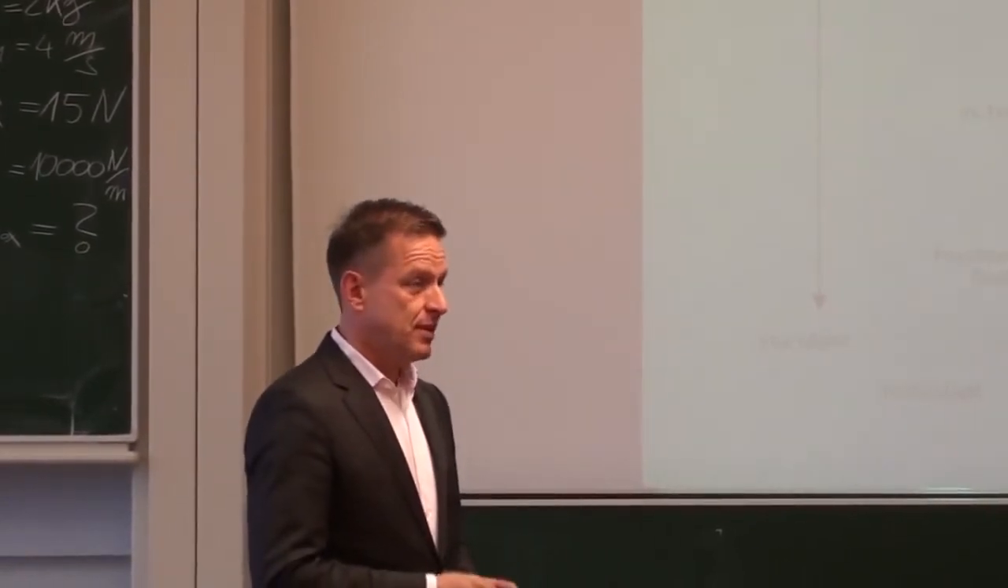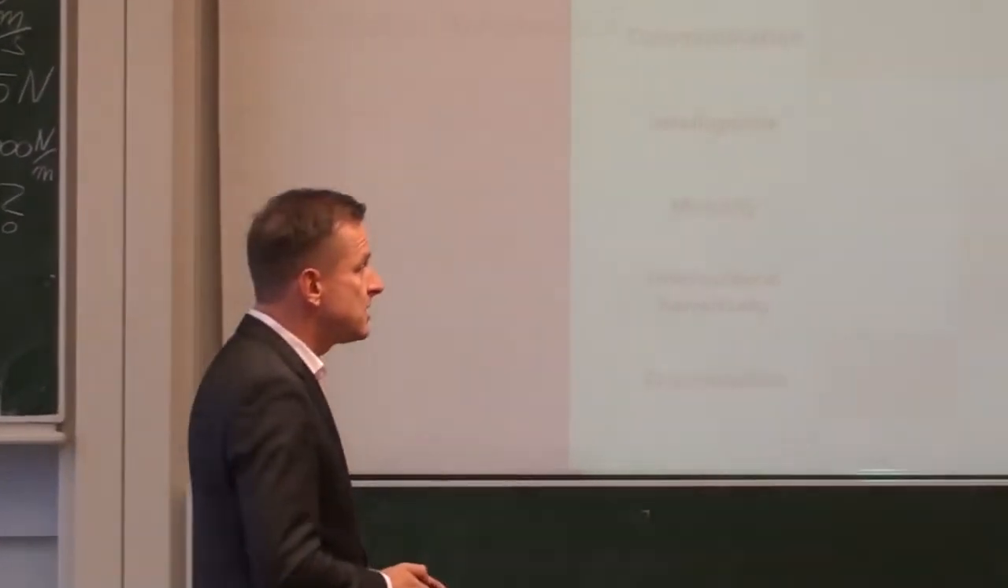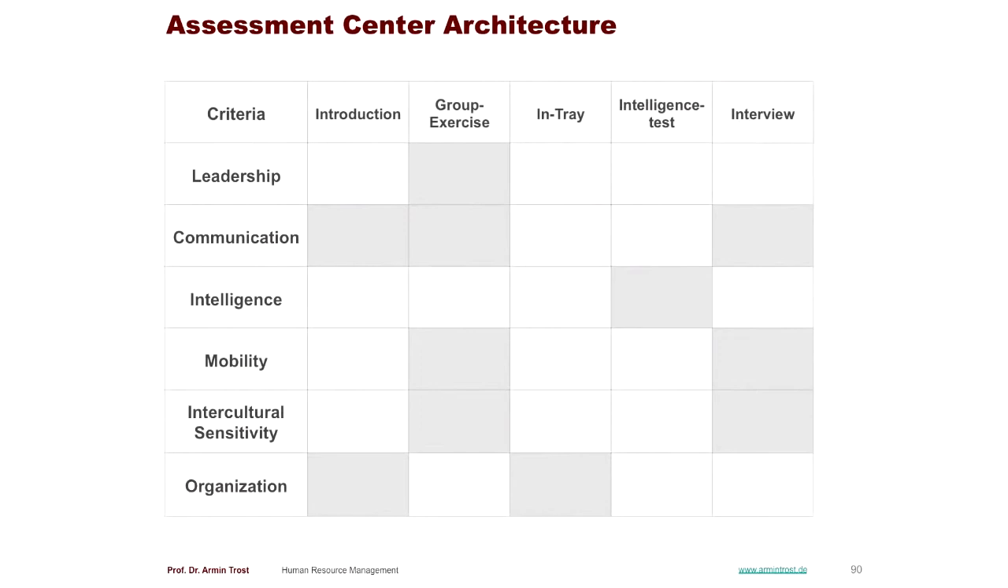Whenever assessment centers are done, there is architecture behind. It's just like this. It's a matrix. And as I said right at the beginning, in every assessment center, different criteria are measured. For instance, leadership, communication, intelligence, mobility, intercultural sensitivity, organization. And then we have different exercises, like the introduction, the group exercise, the intray, the intelligence test, and a personal interview. And as you can see in this matrix, different exercises address different criteria. Okay? So this is how assessment centers are built.